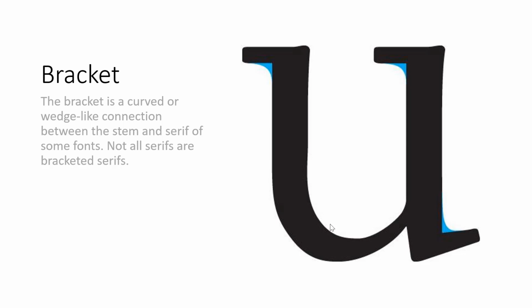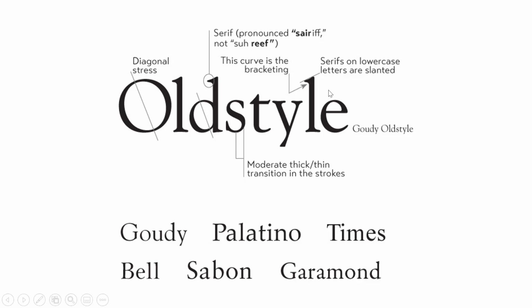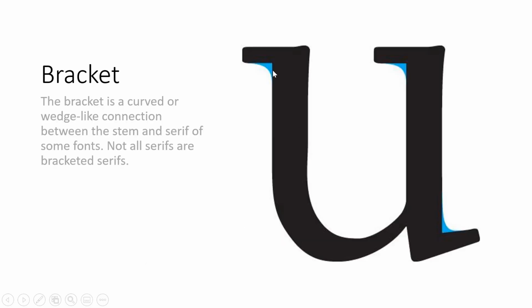I wanted to point out brackets to you. Some serif typefaces are bracketed and some aren't. So this is how you recognize them. If you look up here, the old style serif has a bracket. This is what a bracket looks like. It's this little blue mark right here. These are brackets. If it doesn't have a bracket, then it's considered not bracketed.